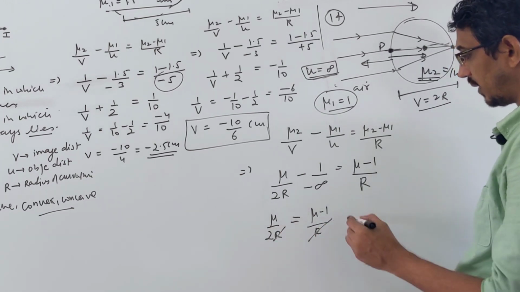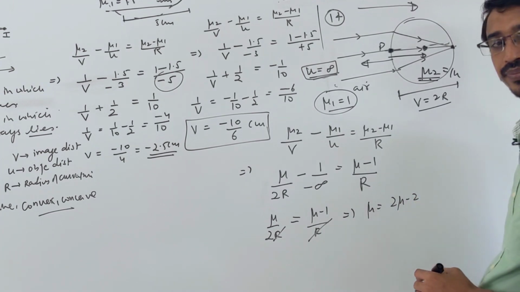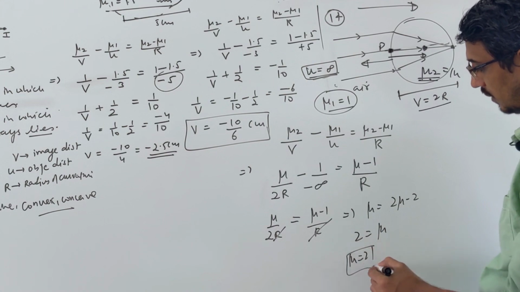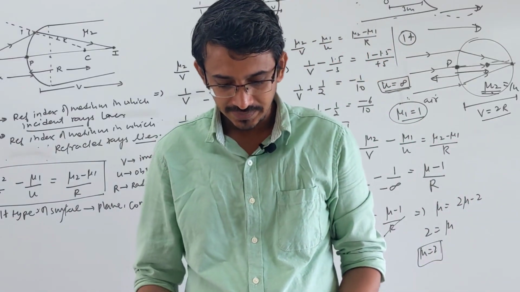If you simplify this, what you will get is mu is equal to 2 times mu minus 2. So 2 is equal to mu. That's your answer. Mu is equal to 2. So this is the refractive index of that medium. Hope you are understanding this.